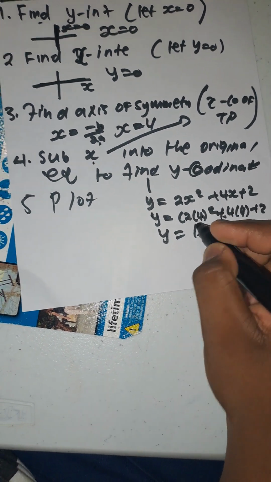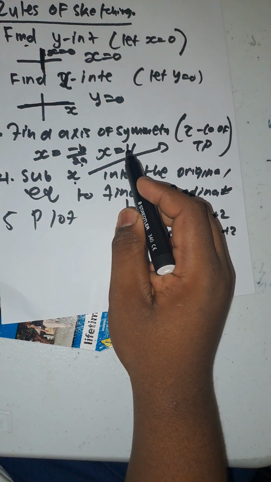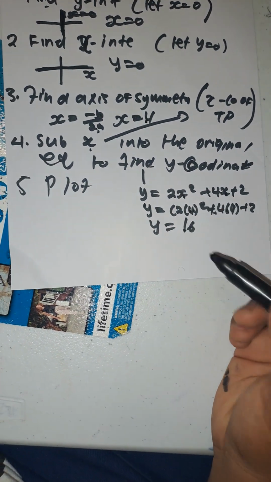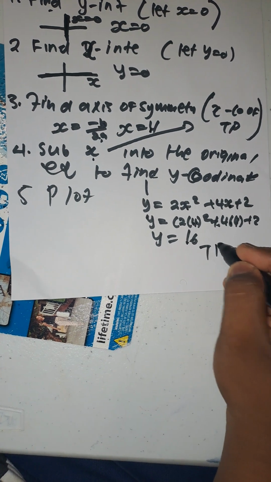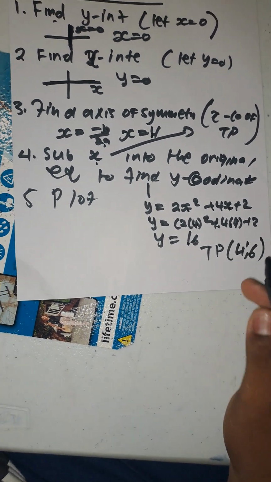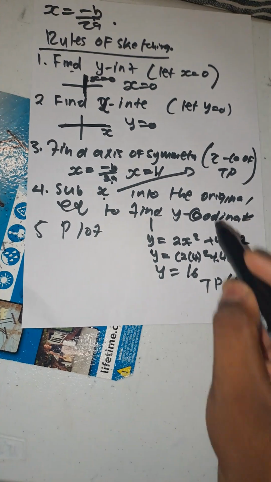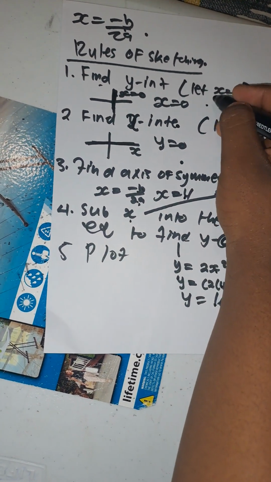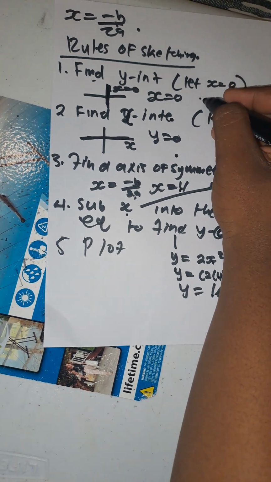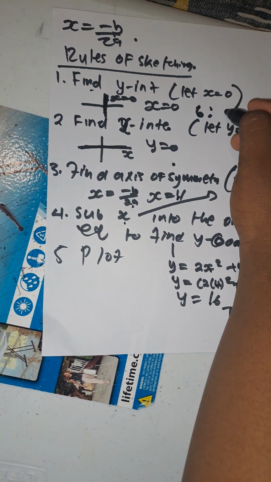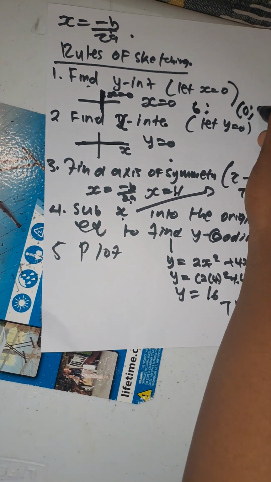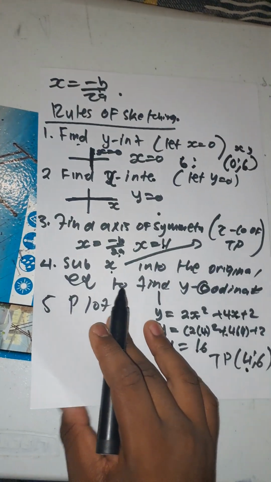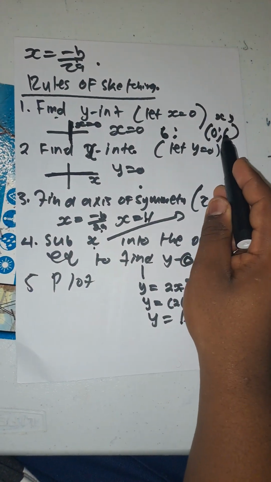Maybe I find 16. Since I set x equal to 4, where there is x, I put 4, and then I get 16. I'm just assuming. So my turning point will be 4 and 16. This is where my graph will turn. I have my x value, I have my y value. If you find your y value is 6, then your coordinates will be 0 and 6, because these are the rules for coordinates. The first value of the coordinates is x, the second one is y.